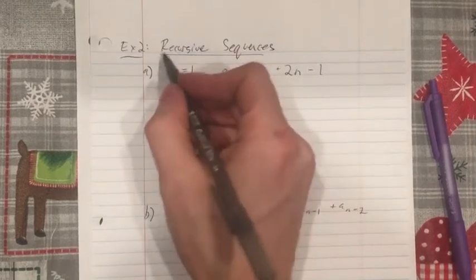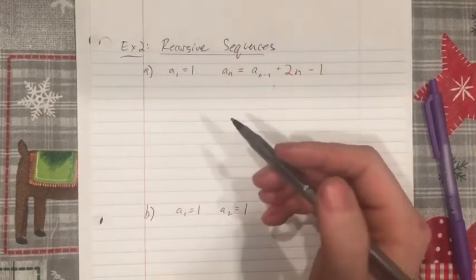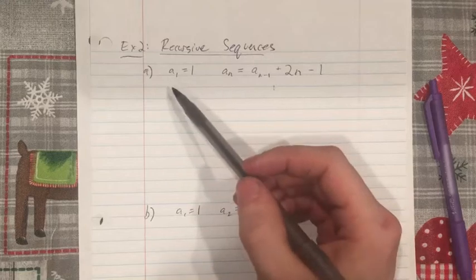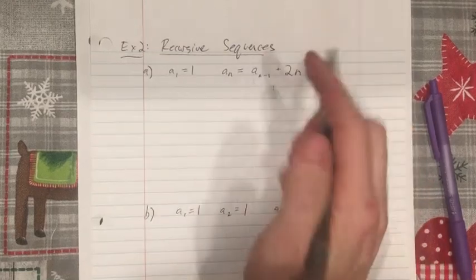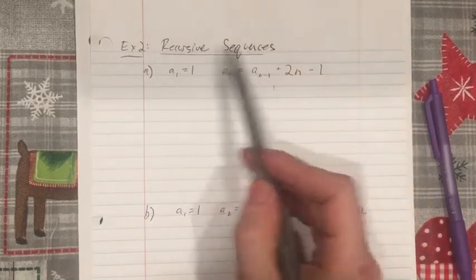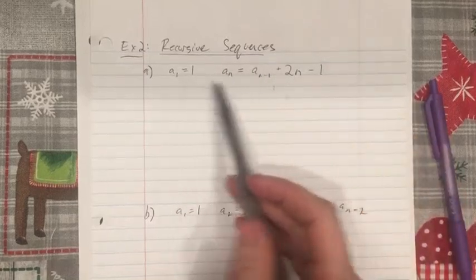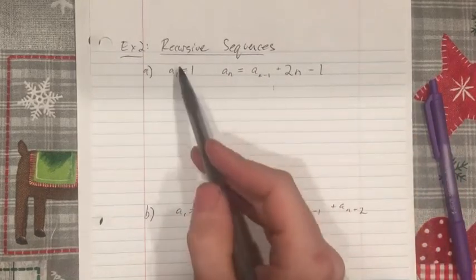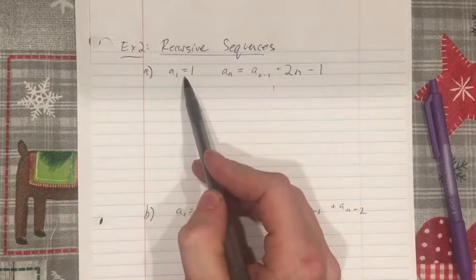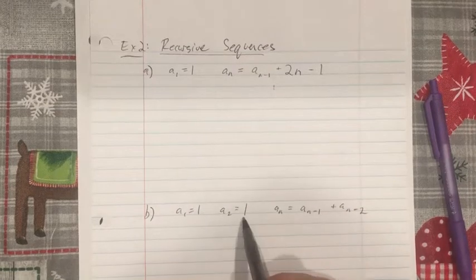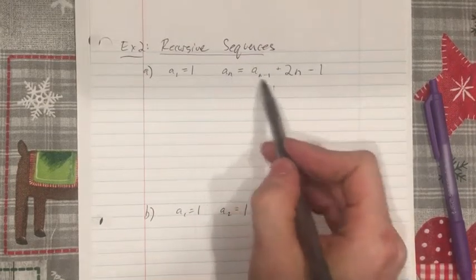Example 2, recursive sequences. The sequences we just did were not recursive, but they could have been written in recursive form. How do we deal with what we call recursive sequences? A recursive sequence is a sequence where you're given the first term, or sometimes the first two terms, and then you're told what to do from there.